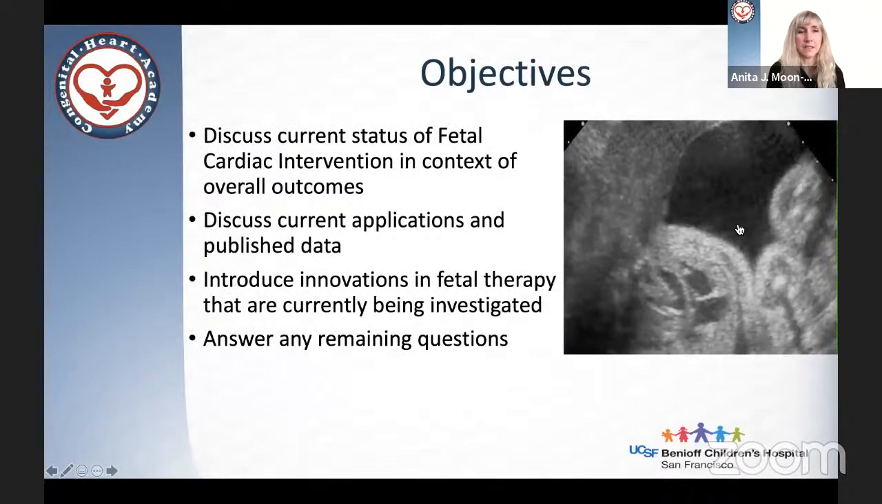I will start out talking about the current status of fetal cardiac intervention in the context of overall outcomes, not a lot of detail. And then I'll talk about some of the current applications and published data and introduce innovations in fetal therapy as well, all while I'm discussing the registry concept and where we are, where we started, and where we've come to, and then answer any remaining questions during the question and answer period.